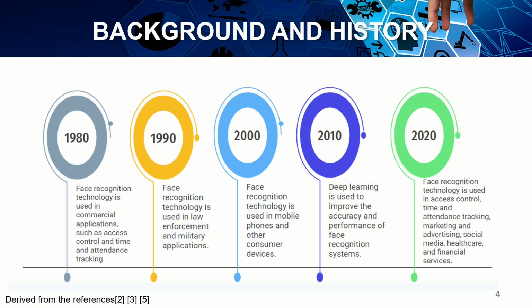Moving to the background and history of face recognition technology, in 1980, face recognition technology was used in commercial applications such as access control and time and attendance tracking. In 1990, it was used in law enforcement and military applications. In 2000, it was used in mobile phones and other consumer devices. In 2010, deep learning was used to improve the accuracy and performance of face recognition systems. And in 2020, face recognition technology is used in access control, time and attendance tracking, marketing and advertising, social media, healthcare, and financial services.